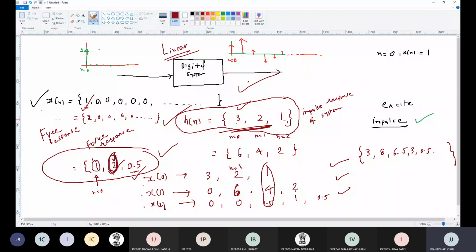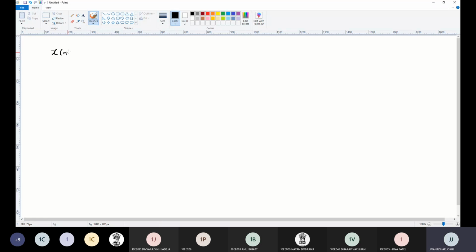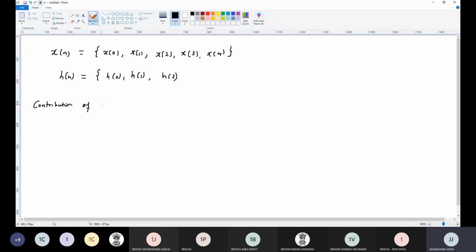So can you tell me how to find out the individual contribution? Individual contribution mujhe kaise milega, bolo? If x of n is given to me, this is my first sample, then followed by second sample, then third sample, then fourth sample, then fifth sample. How will you find out the individual contribution, provided that you know the impulse response, h of 0, h of 1, h of 2? Let us write down the individual contribution. Contribution of x of 0 equal to, you need to describe it mathematically. Bolo, kya aayega? X of 0 ka contribution kya aayega?